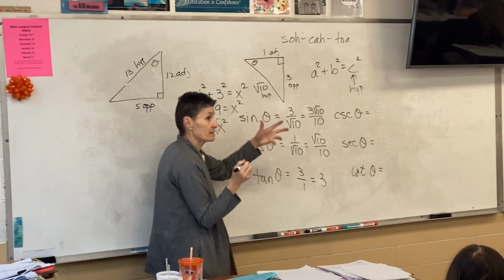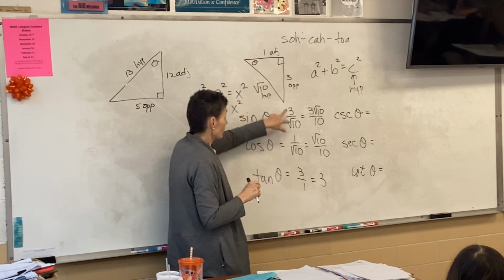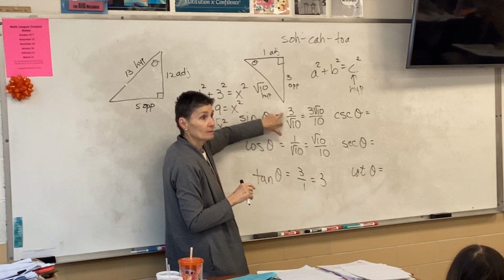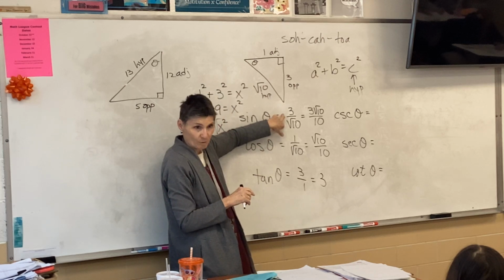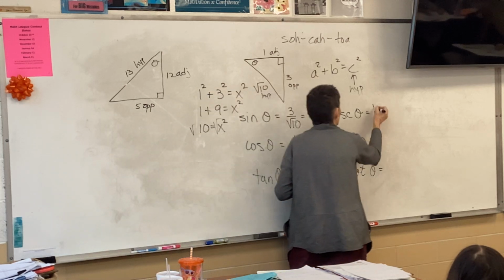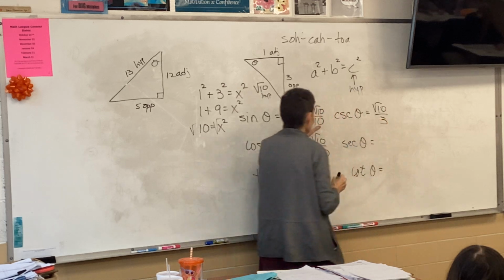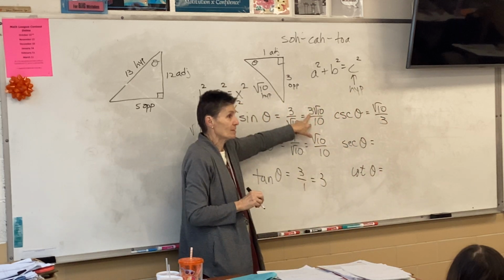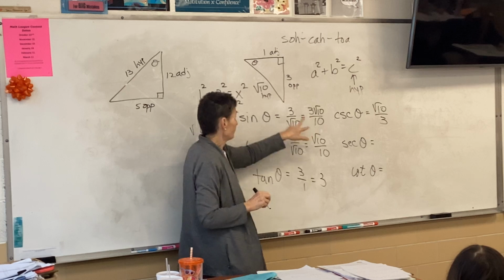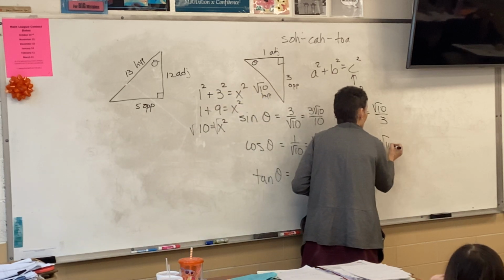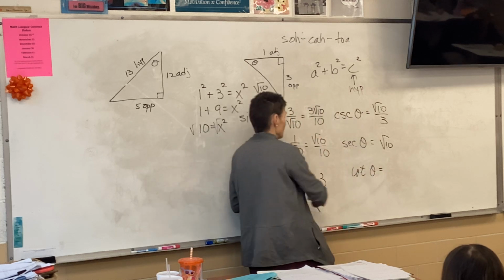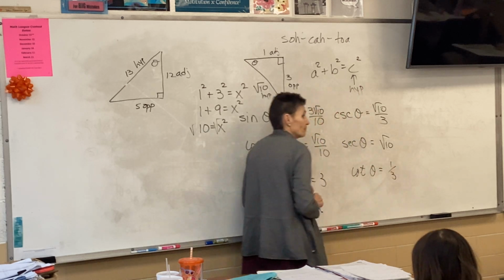All right, now we do the reciprocals. Hint, when you flip, flip here. Because if you flip this, you get root 10 over 3, which is fine. If you flipped here, you'd have a radical in the bottom that you'd have to fix. So flip it here. And flip this one here, root 10 over 1, or just root 10, and 1/3.